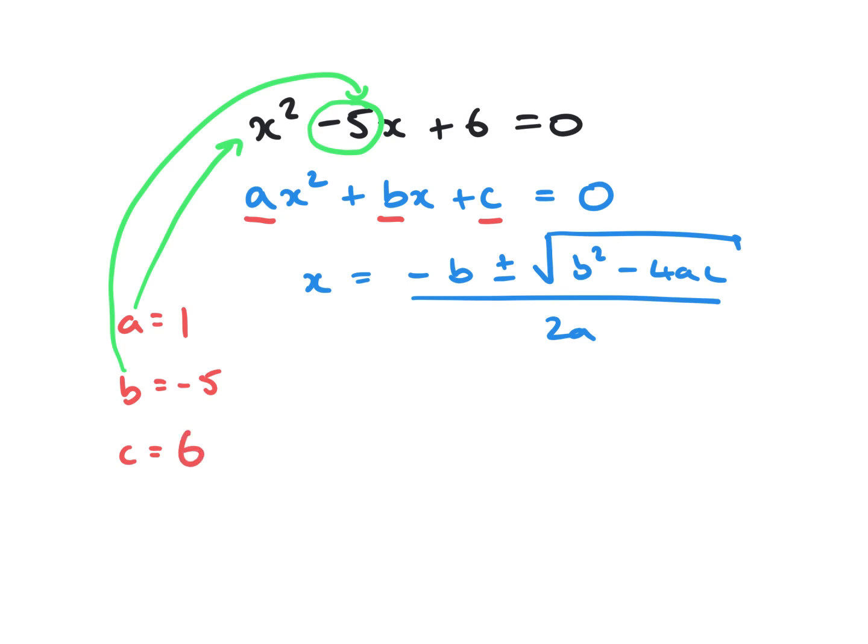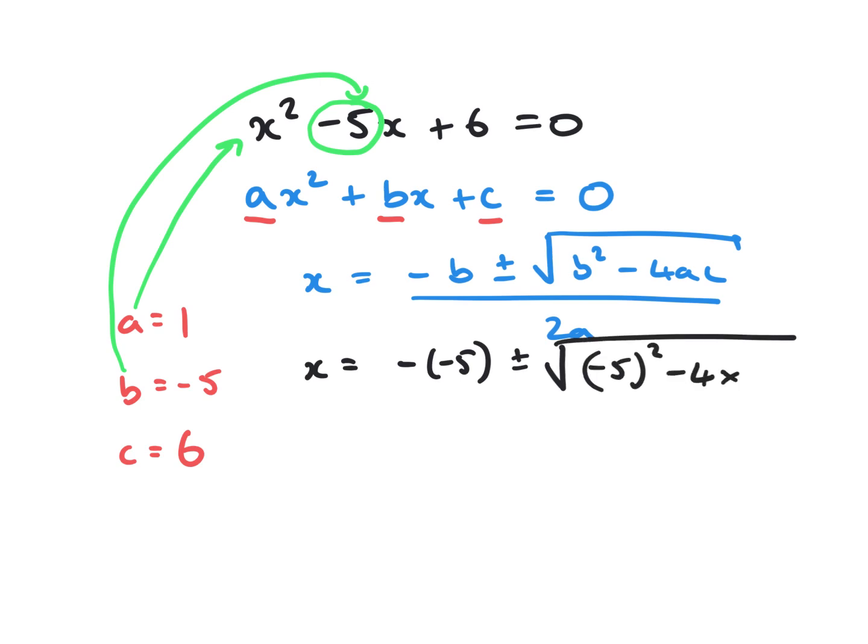All right. Now, going to my formula, I replace or substitute my variables, a, b, and c, with the values that I've determined. So I'm going to go in black because that's what I did for the solutions. x is equal to negative of negative 5 plus or minus the square root of negative 5 squared minus 4 times 1 times 6 all over 2 times 1.